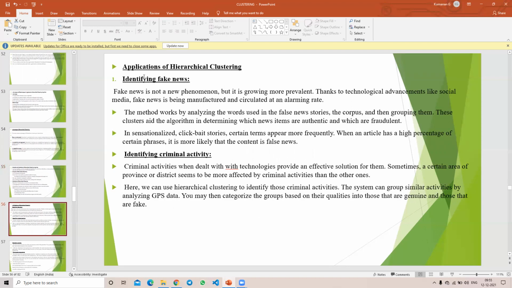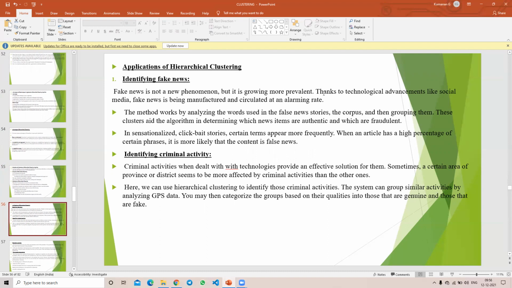Application of hierarchical clustering: identifying fake news. Fake news is not a new phenomenon, but it is growing more relevant thanks to technological advancement like social media. Fake news is being manufactured and circulated at an alarming rate. The method works by analyzing the words used in false news stories, the corpus, and then grouping them. These clusters aid the algorithm in determining which news items are authentic and which are fraudulent.